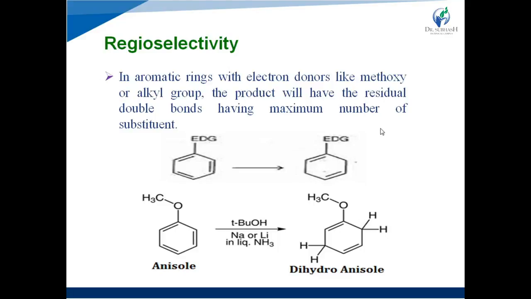Now an example is anisole. In anisole, the benzene ring contains a methoxy group, OCH3. OCH3 is an example of an electron donating group, right? Anisole undergoes Birch reduction in the presence of lithium or sodium in liquid ammonia and butanol, and forms dihydroanisole. But in this, the carbon containing the methoxy group has the double bond, or is part of the double bond. That means this carbon containing the methoxy group does not undergo this type of reduction, right?